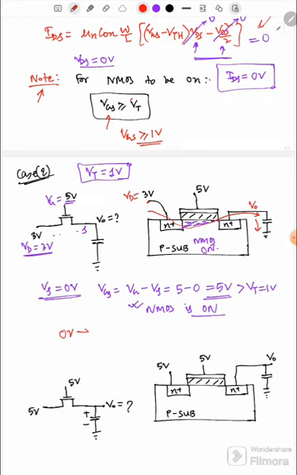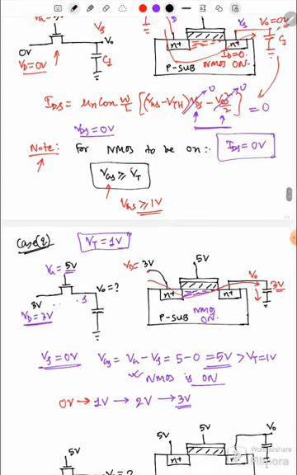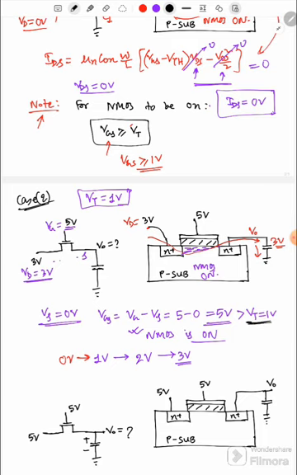First it is at 0 volt, then from 0 volt later it will be at 1 volt, at 2 volt, then at 3 volt. So it will charge up to 3 volt, the maximum voltage at the drain. Why? Because for MOSFET to be on, VGS has to be greater than 1 volt. Here the difference between VT, drain and source, are interchangeable in a MOSFET.